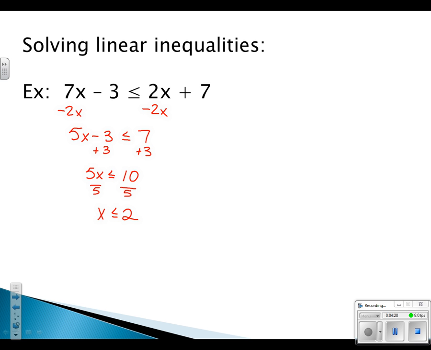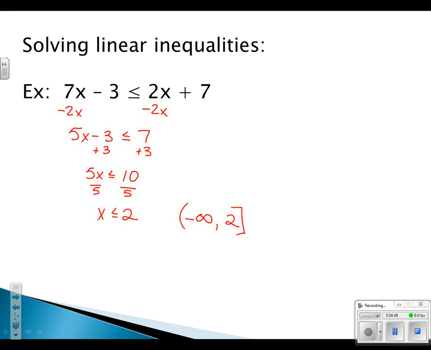In interval notation, things that are less than 2 go on forever. So the bottom of my solution is -infinity. 2 is the top end, and it is included. So this would be the interval notation for that solution.